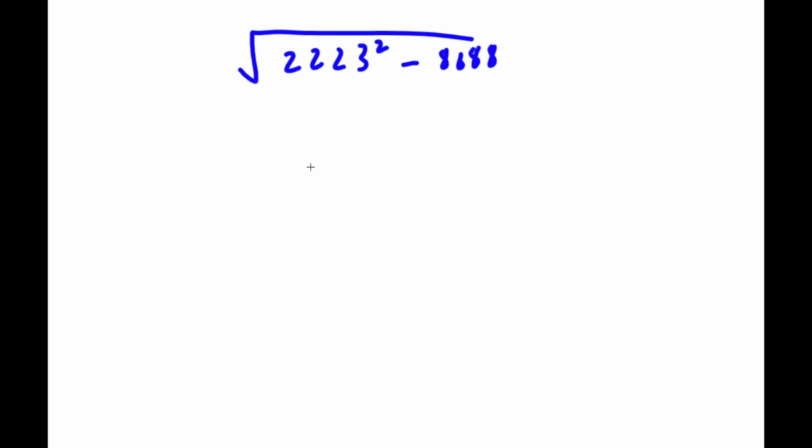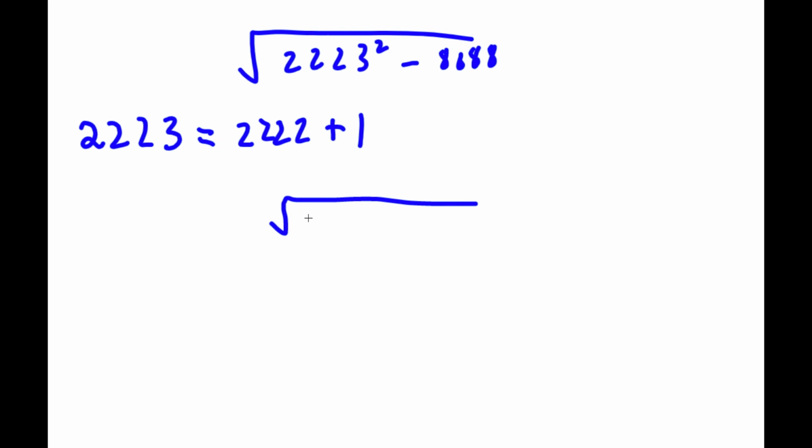In today's video, I'm going to be teaching you guys how to solve this exponential problem. So we have the square root of 2,223 squared minus 8,888. Now, first off, 2,223 is equal to 2,222 plus 1. So now I'm going to replace 2,223 with 2,222 plus 1.